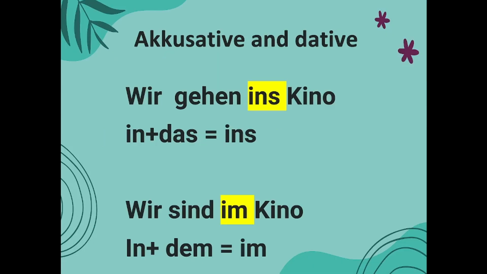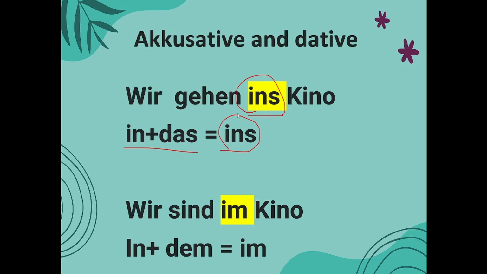Here is one example sentence. See, wir gehen ins Kino. We are going inside the cinema hall. So here there is a movement. If there is movement, you will use accusative. Like we already said, ins is nothing but in plus das. In plus das, the short form is ins. So you are using the accusative case here. The preposition is in, and das Kino is the article, so written together it gets the short form ins.